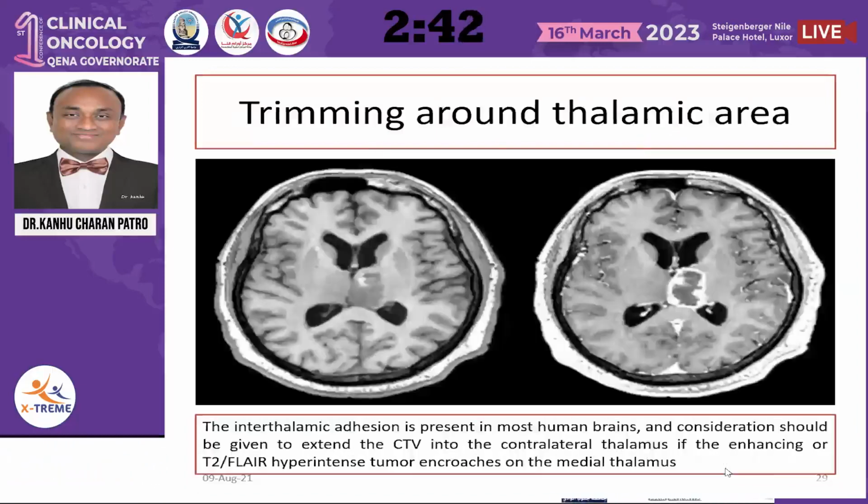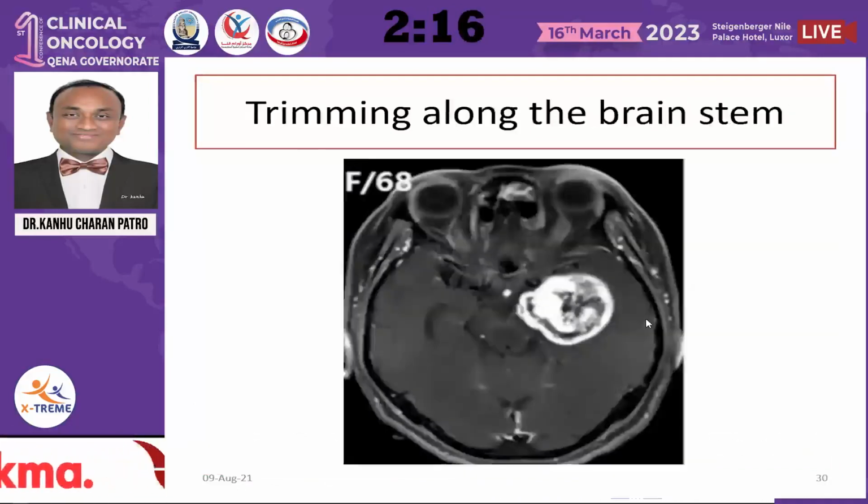Trimming around the thalamic area: it is seen that the thalamic interadhesion is present in most human brains. Consideration should be given to extending the CTV into the contralateral thalamus if the enhancing or T2 FLAIR abnormality encroaches on the medial thalamus. So if there is medial thalamus encroachment, your CTV can go to the opposite side. Trimming along the brainstem.